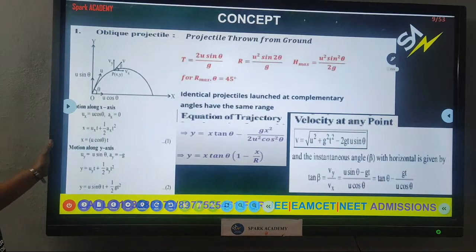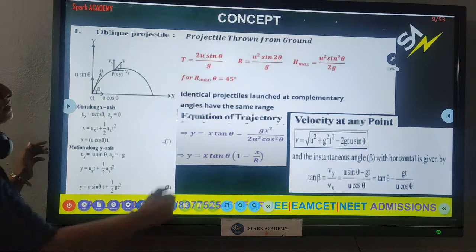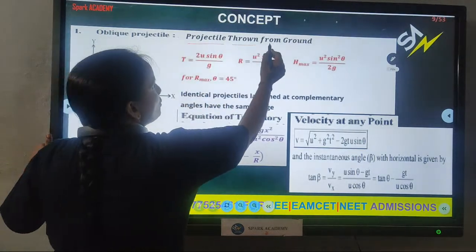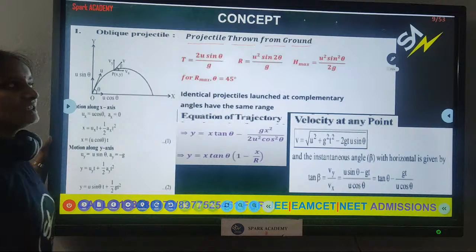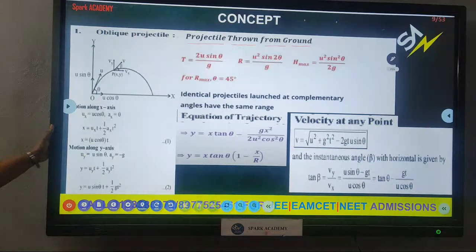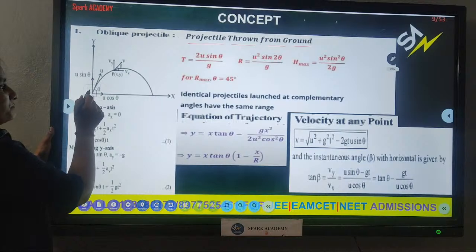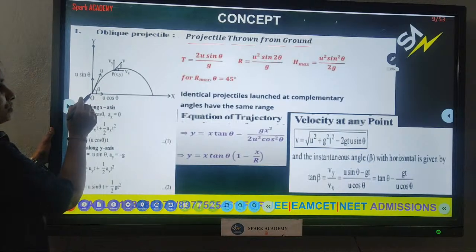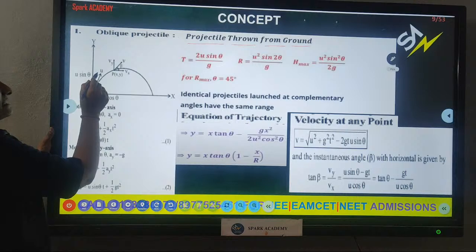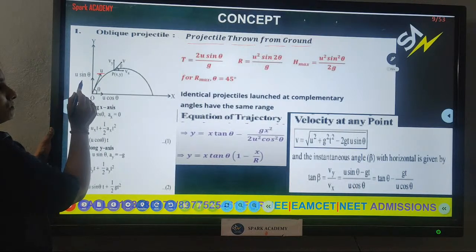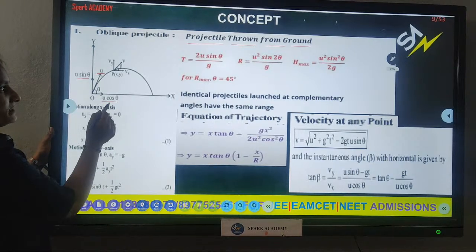our concept is oblique projectile. It is the type of projectile motion. Oblique projectile means projectile thrown from the ground, which is projected from the ground. So you can observe in this diagram an object from the origin O. It is projected, it is given an initial velocity u. As a vector, it resolves into its components.